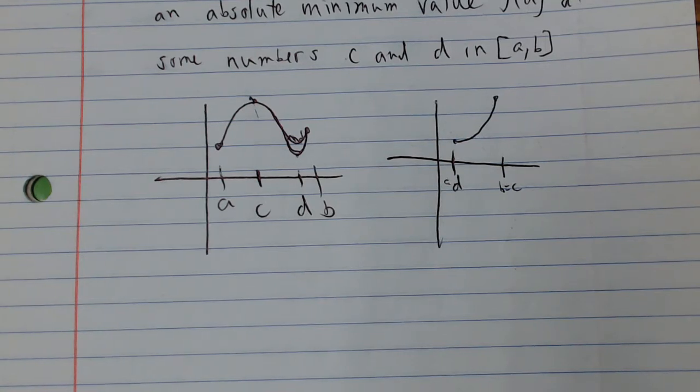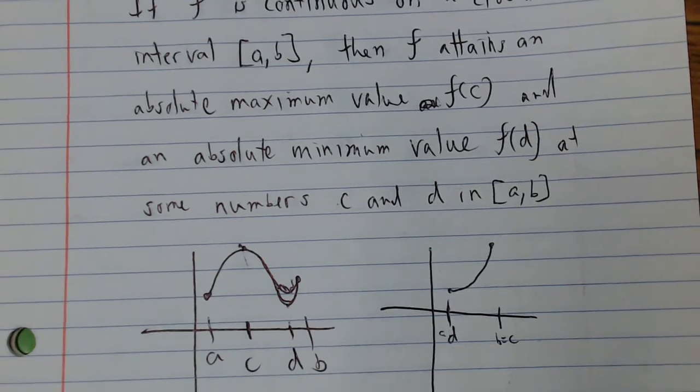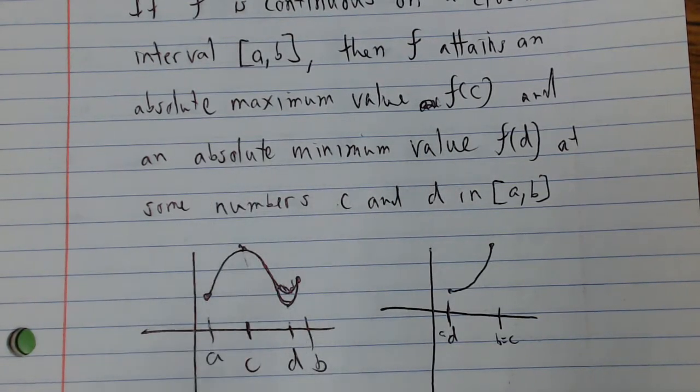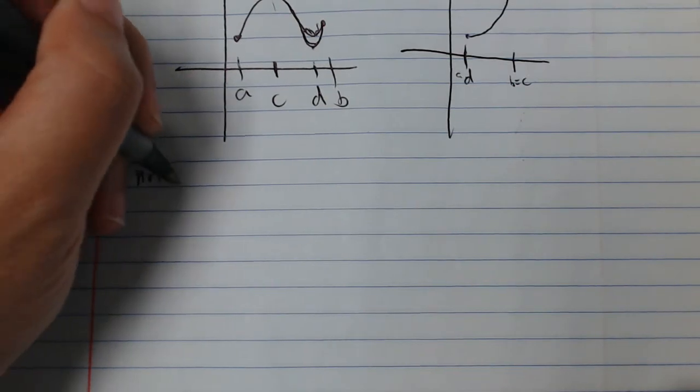Okay, so what does the extreme value theorem guarantee? It guarantees that we should get an absolute maximum and absolute minimum on an interval as long as the function is continuous on the closed interval. So let's just make a comment here and show you why the hypothesis is important.